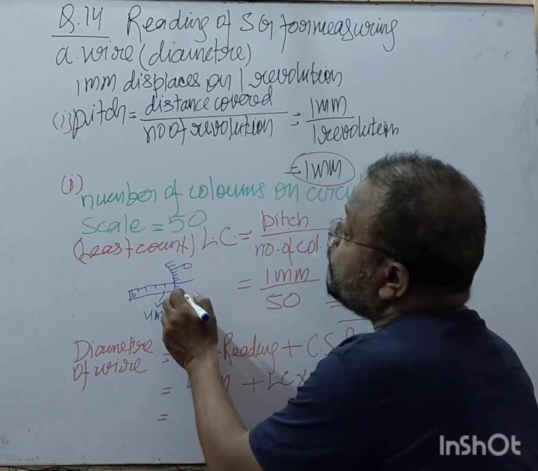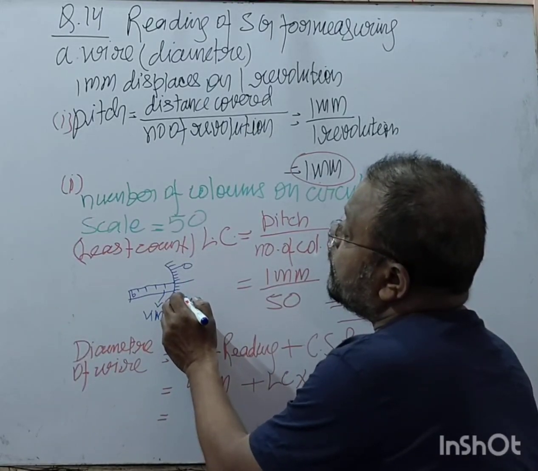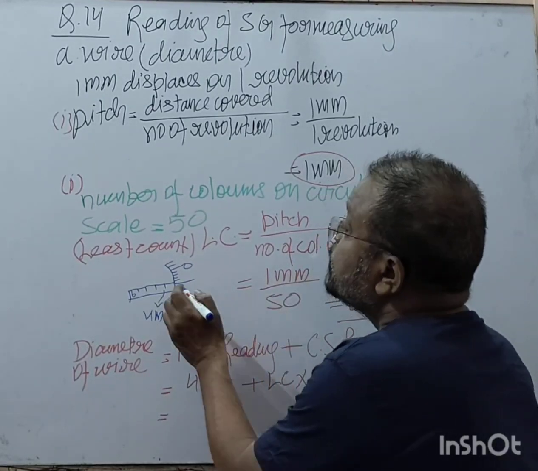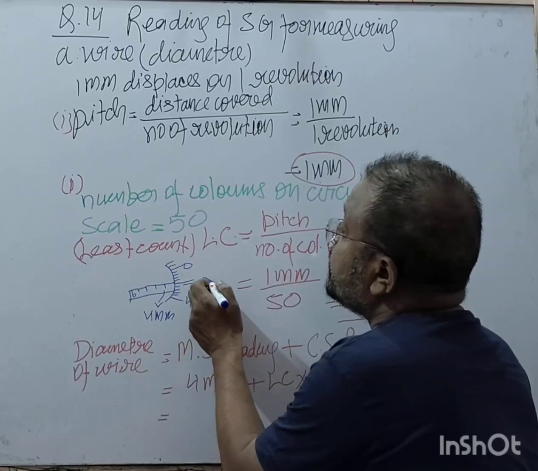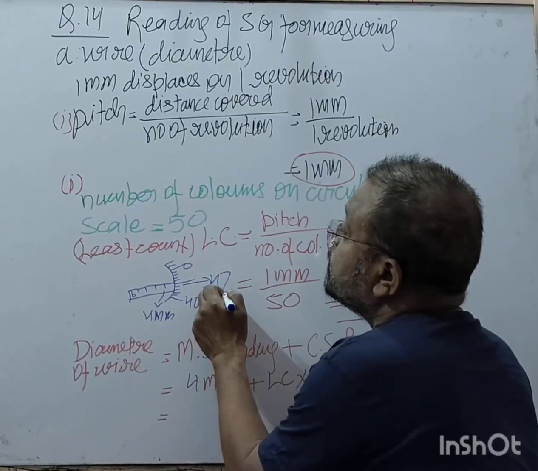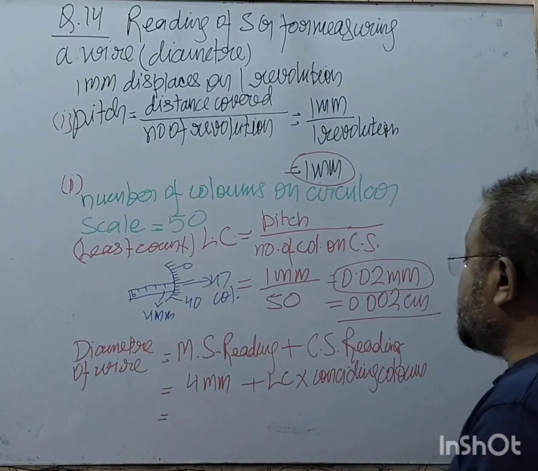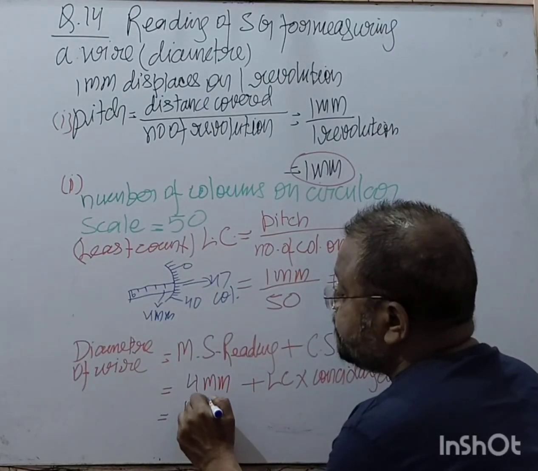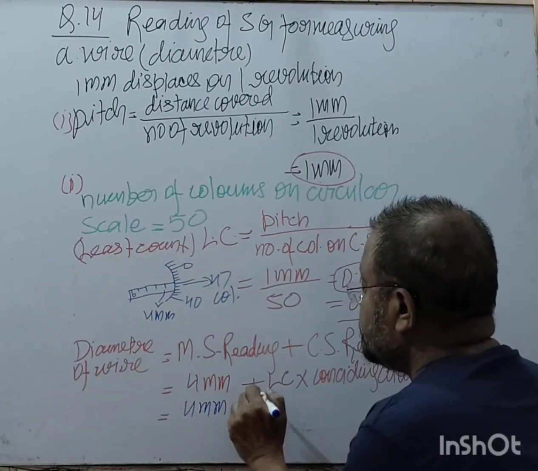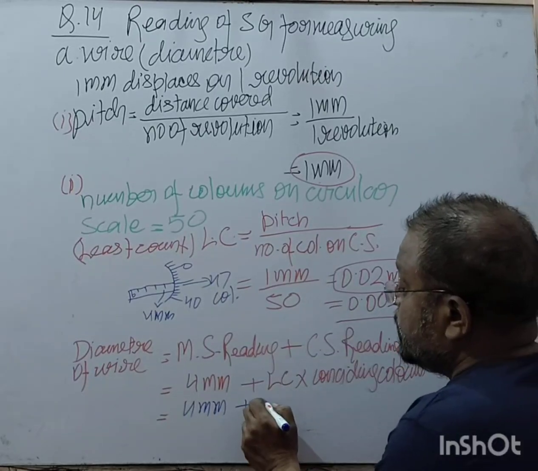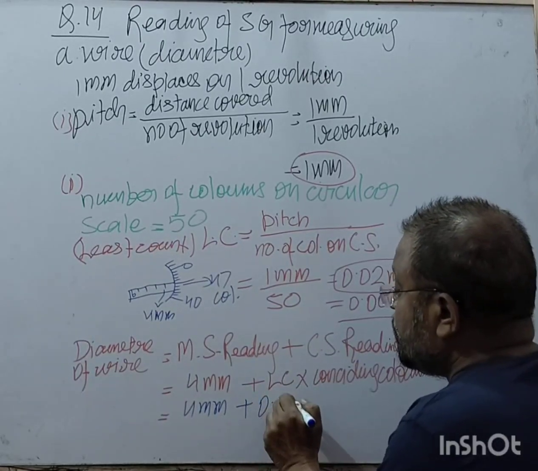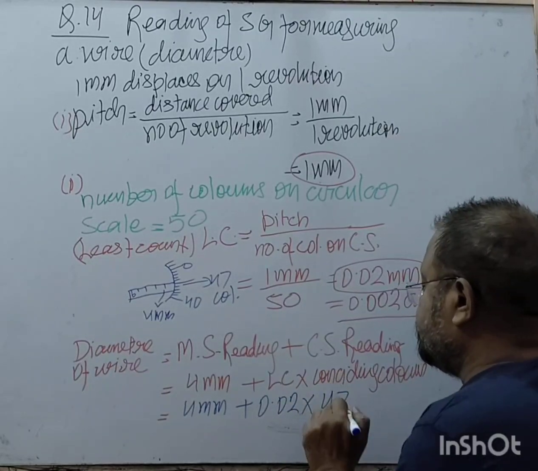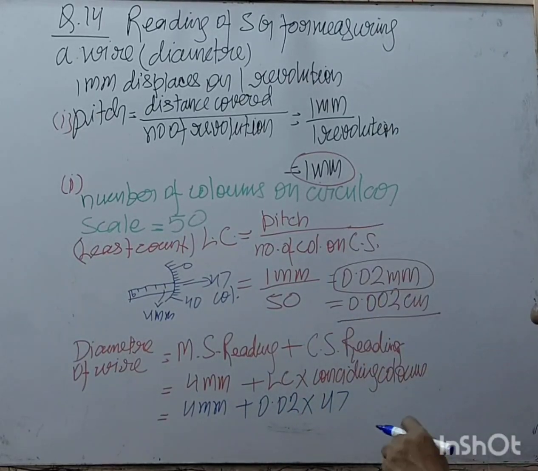After 40, 41, 42, 43, meaning 7th column. So it means the 47th column is coinciding, right? Yes, sir. So you have 4 millimeter plus least count, which is 0.02 millimeter. 0.02 into 47th column, right? Yes, sir.